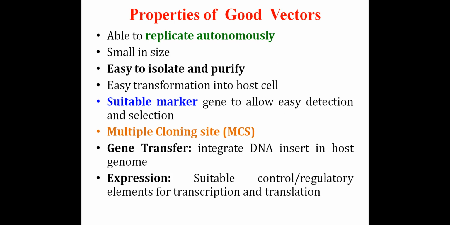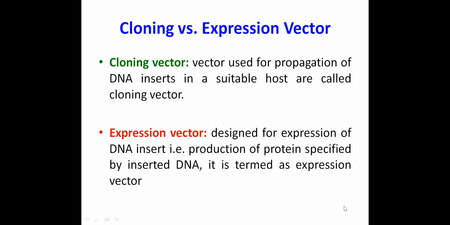Then the suitable marker. Suppose you have inserted your gene of interest inside the vector, and then you performed the process of transformation, you have inserted the vector. Okay, there will be three probabilities. What will happen? Just see, I'll show you.